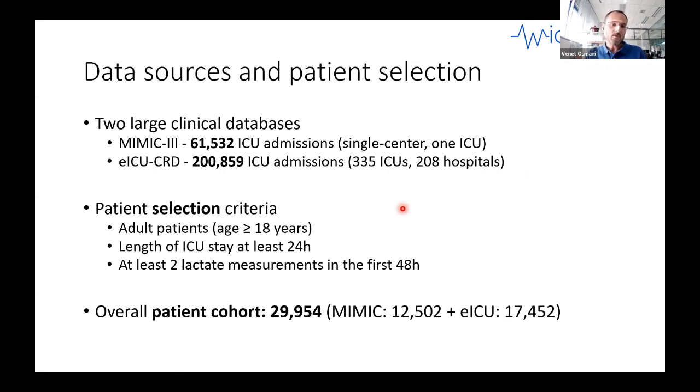Then, of course, we had to define our patient selection criteria. So we focused only on the adult patients that had a length of stay of at least 24 hours. And then, since we are predicting the subsequent lactate, we had to ensure that the patients we selected had at least 2 lactate measurements in the first 48 hours. From these data, we came to an overall patient cohort of close to 30,000 patients, divided into MIMIC with 12,500 and eICU with 17,500, more or less.